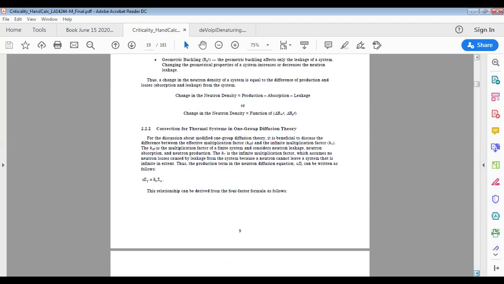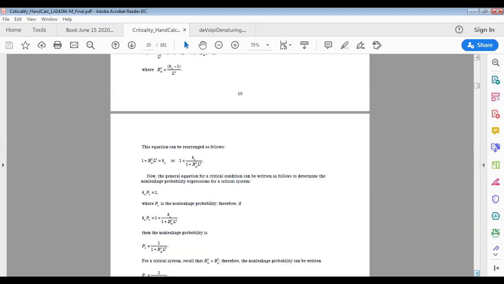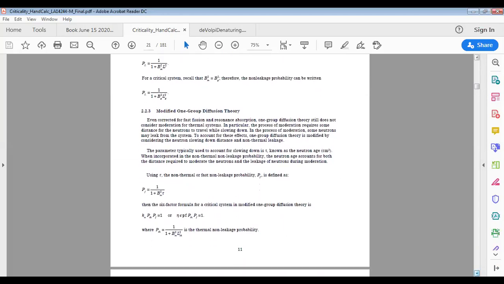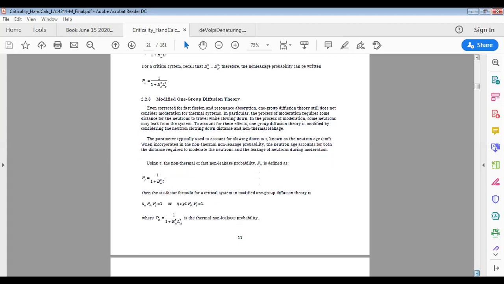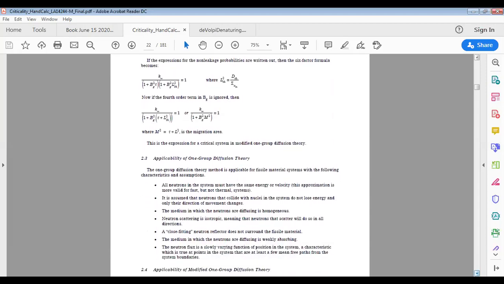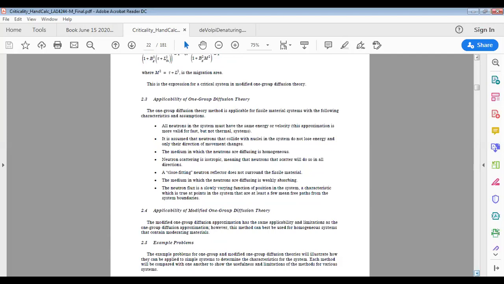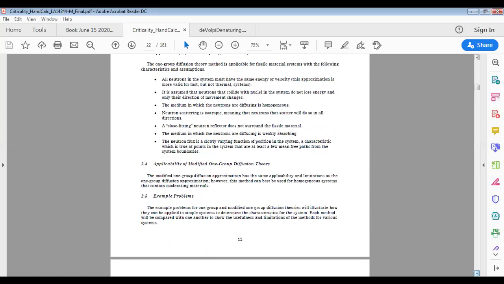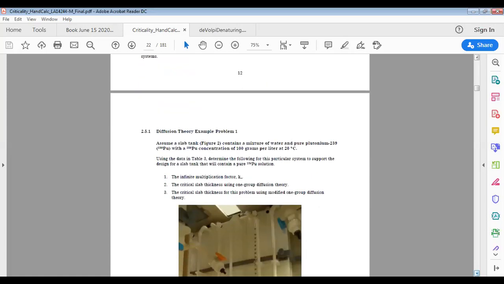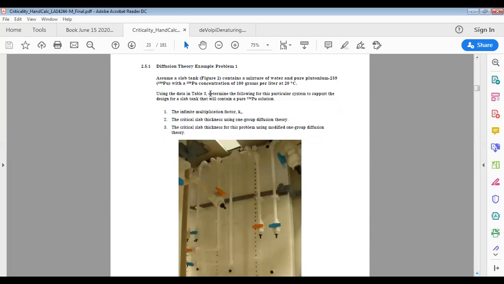So I just want to show you some of the legacy assemblies that were done. And I want to show you an application over here. So these are the non-leakage probabilities. Now here's the applicability: applicability example problems. So let's look at the first example problem that is done over here. You can see it's diffusion theory example problem number 1.